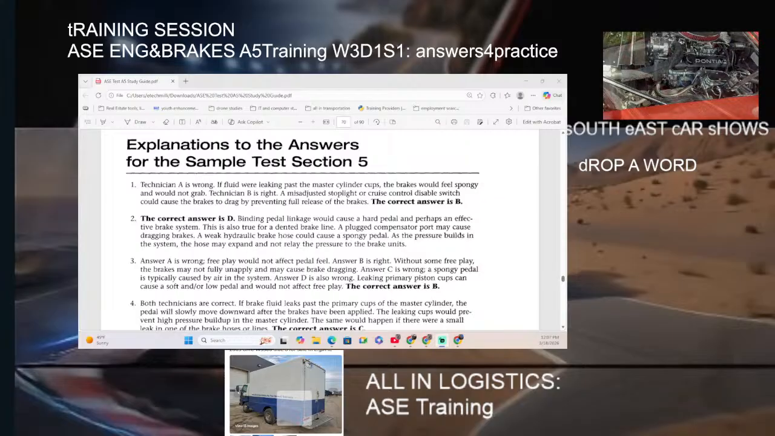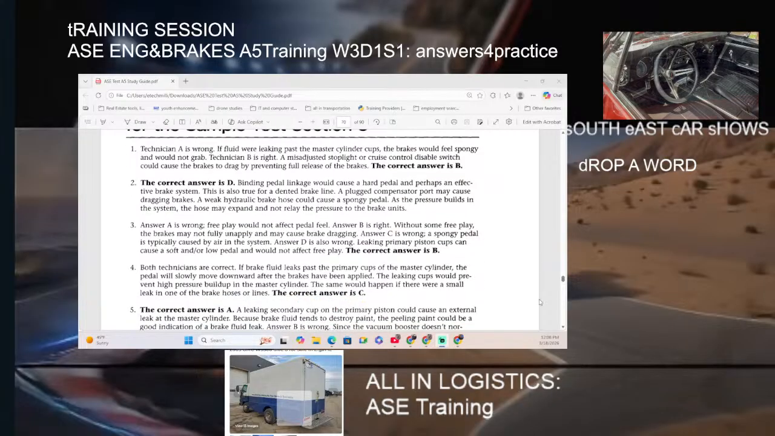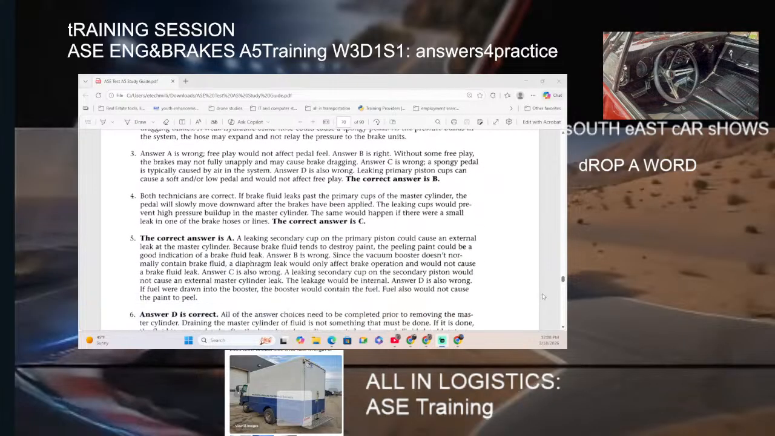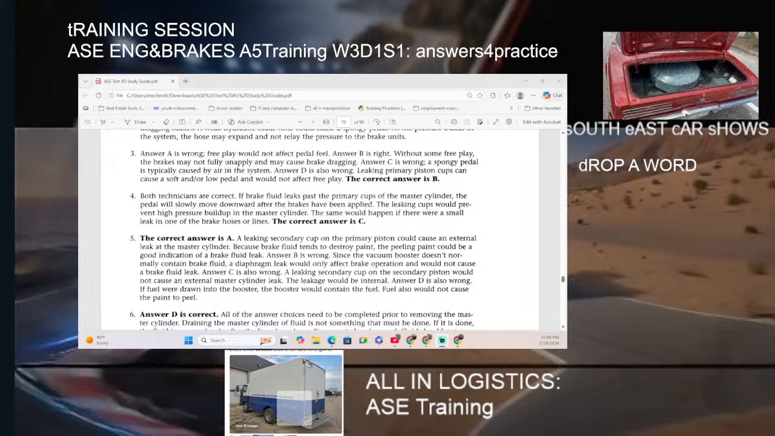3. Answer A is wrong. Free play would not affect pedal feel. Answer B is right. Without some free play, the brakes may not fully unapply and may cause brake dragging. Answer C is wrong. A spongy pedal is typically caused by air in the system. Answer D is also wrong. Leaking primary piston cups can cause a soft and/or low pedal and would not affect free play. The correct answer is B.